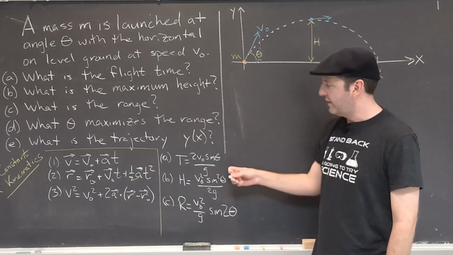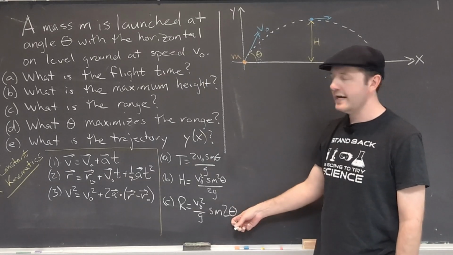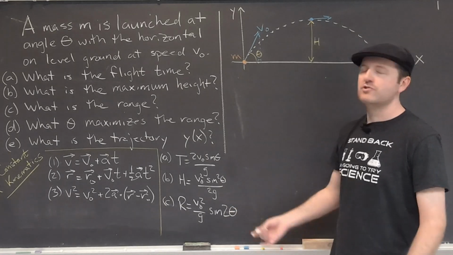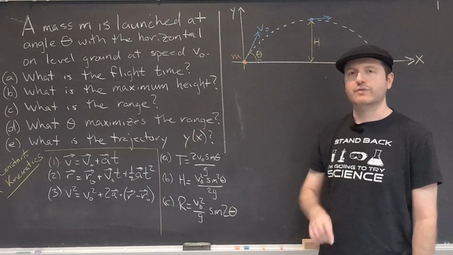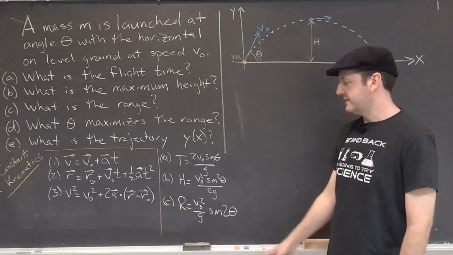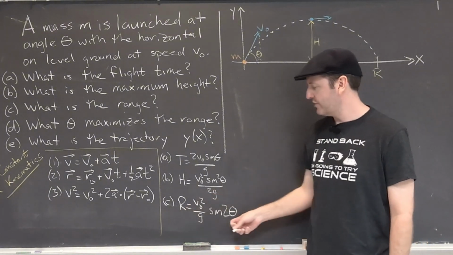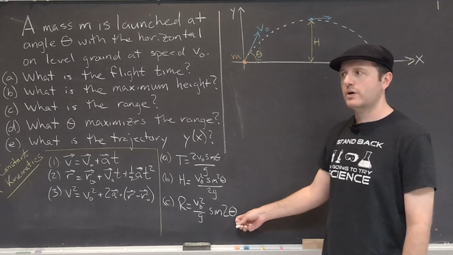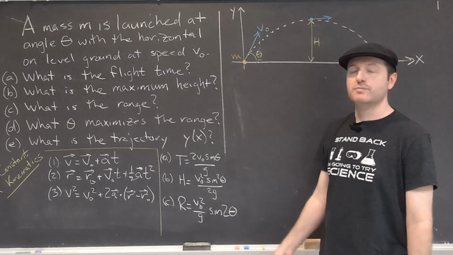Now that we have our max height, our range, and the total flight time, we're ready to ask some additional questions about how this projectile is moving through space. Let's go ahead and look at which angle theta maximizes the range. So we have this range. It does depend on theta as a double angle here. And we want to know what angle theta would make this as big as possible.